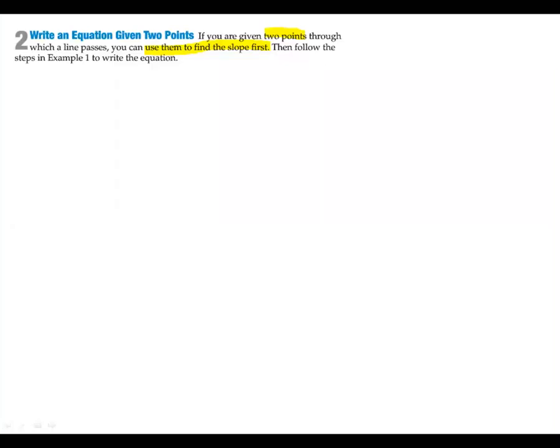Okay, so in this video, we're going to go through several more examples. But here we want to write an equation given 2 points. If you're given 2 points through which a line passes, you can use them to find the slope first. We already talked about how to do that in Chapter 3. Then just do the same steps we did in Example 1 to write the equation.